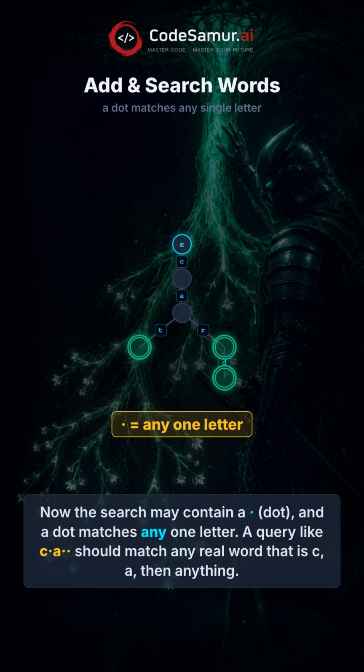Problem 2 adds a twist. Add and search words, where the search can contain a dot, and a dot matches any single letter. So a query like C, A, dot should match any real word that is C, A, and then anything. How do you search a tree when one position could be any character at all?